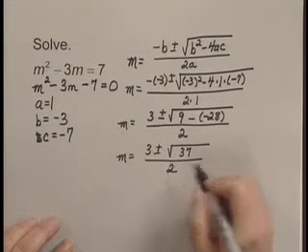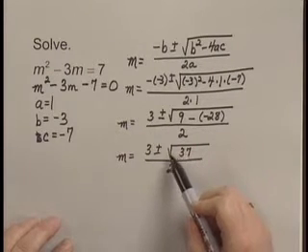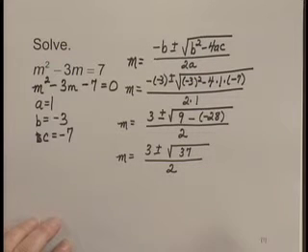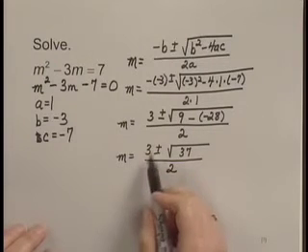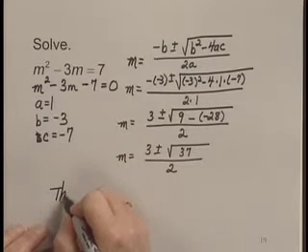over 2. Now, I would also check to see at this point if I could simplify the square root of 37, but I can't. It has no perfect square factors. So I'm finished, and this represents two solutions, 3 plus the square root of 37 over 2 and 3 minus the square root of 37 over 2.